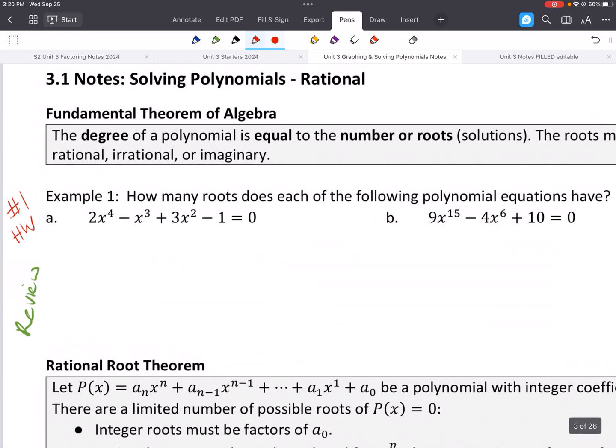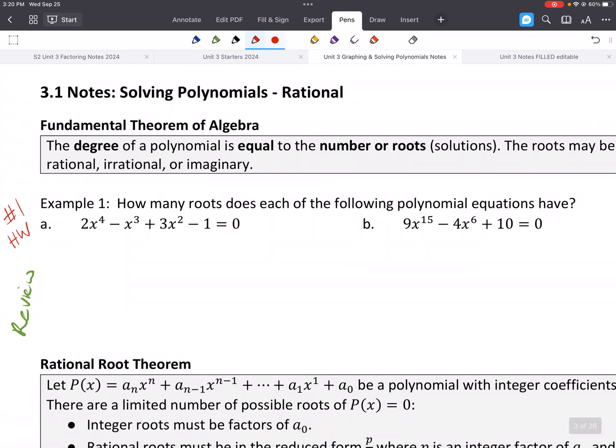First off, this is like number 1 on your homework. It wants you to write down the number of roots. How many roots will be in each of these polynomials? Again, it's always based off of the highest exponent. So this one would have 4 solutions, and this one would have 15 solutions. Some could be multiplicities, like same type, same number.